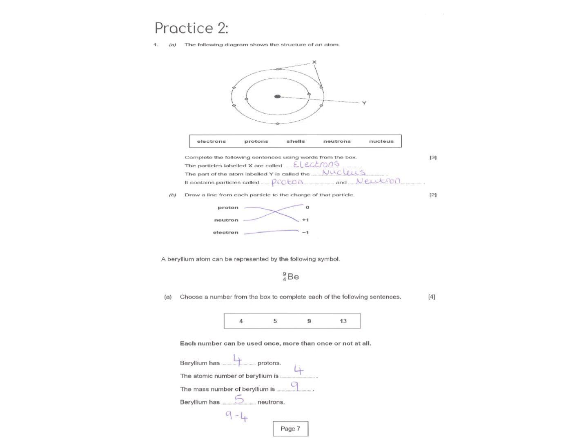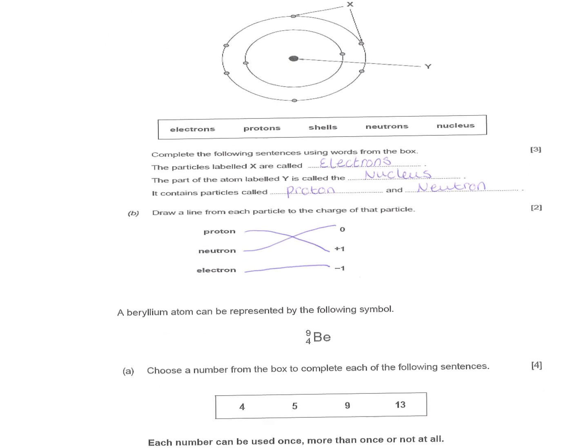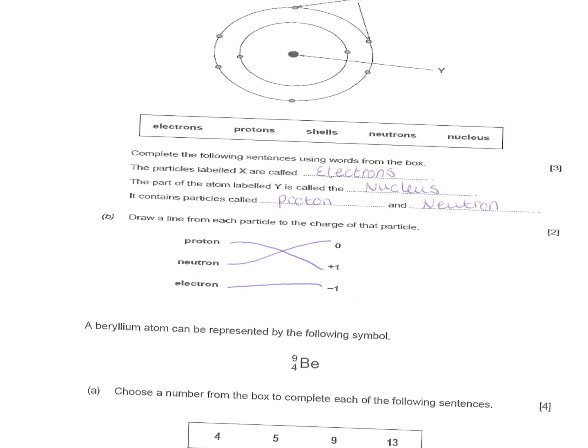Next question, really nice question. You even got given some of the words. So part X, they're the electrons. What's the part in the Y? That's the nucleus. The nucleus contains the protons and the neutrons. Again, a nice easy question here. Labelling up bits. So neutrons are neutral, protons are positive, electrons are negative.